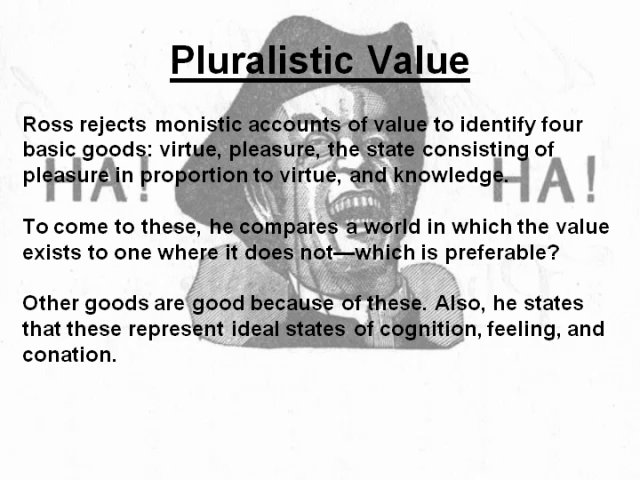When we talk about our theory of the good, likewise, we're rejecting monistic accounts of value. And we're instead arguing that there are four basic goods: virtue, pleasure, the state consisting of pleasure in proportion to virtue, and knowledge.